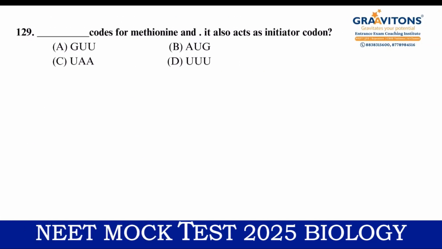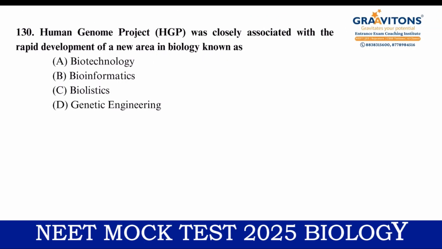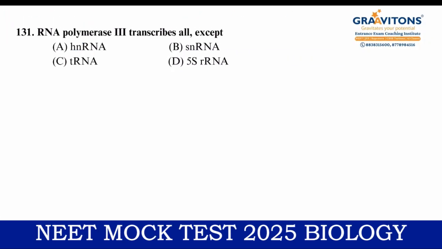The next question, dash codes for methionine and it is also acting as initiator codon. Factual question, very important question from genetic codes. Answer is option B, AUG. The next question, Human Genome Project was closely associated with the rapid development of a new area in biology known as bioinformatics. The next question, RNA polymerase 3 transcribes all except. So which was not transcribed by RNA polymerase 3 they are asking. Answer is option A. So this is transcribed by RNA polymerase 2.